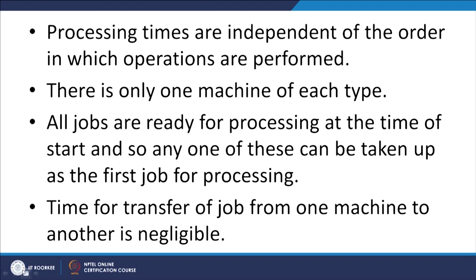And the time for the transfer of jobs from one machine to another is negligible. Now, this is a very important assumption, because let us suppose the example of processing of textiles. Once the weaving process is over, the cloth has to be passed on to the next process, that is the starching process. There will be some amount of time required for transferring the textile from the first process to the second process. However, in this assumption we are assuming that that time is negligible as compared to the actual processing time on each of the machines.